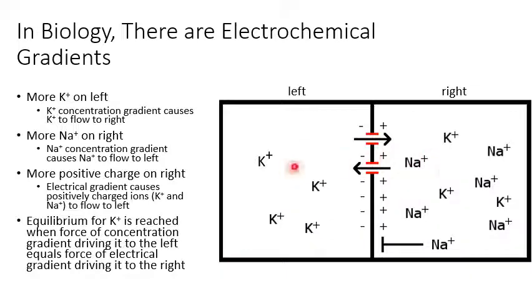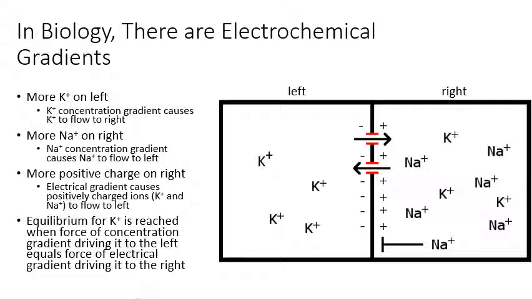If you actually had ions moving from one side to the other, sodium would move across until it was basically equal on both sides. Potassium would move across until the force of its electrical gradient sending it one way equals the force of its concentration gradient sending it the other way. So it's just looking for the most equal situation that it can reach.